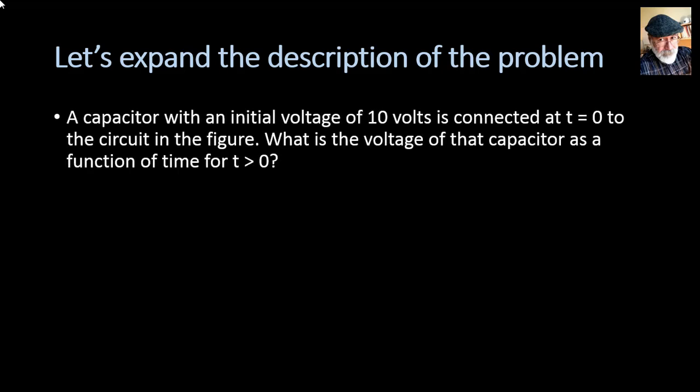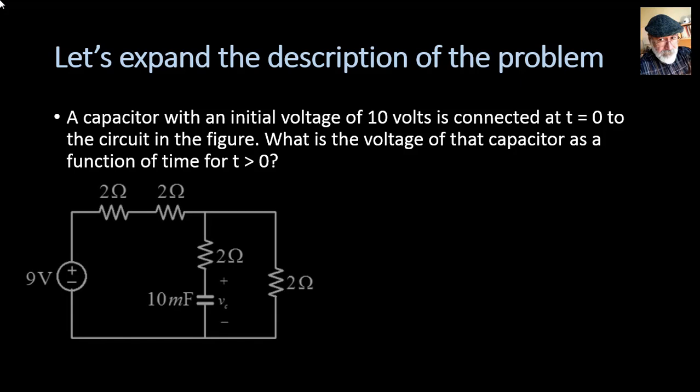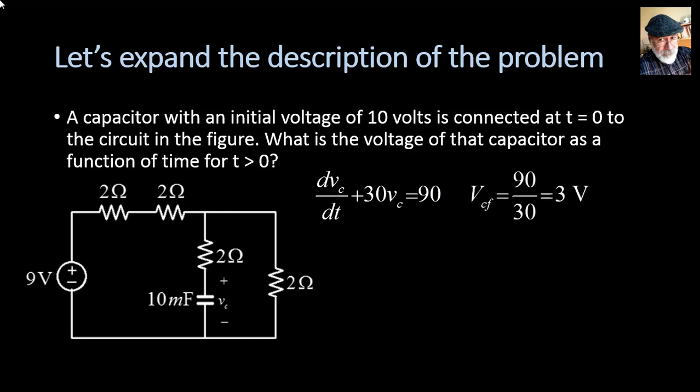Let's expand the description of that problem. A capacitor that has an initial voltage of 10 volts is connected at t equals 0 to the circuit in this figure. What is the voltage of the capacitor as a function of time? We have seen that the differential equation that describes that voltage is this one. From there, we obtain the final value, 90 divided by 30.